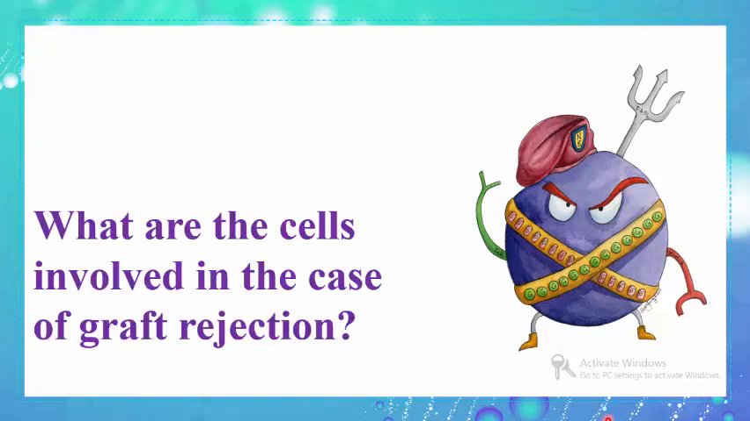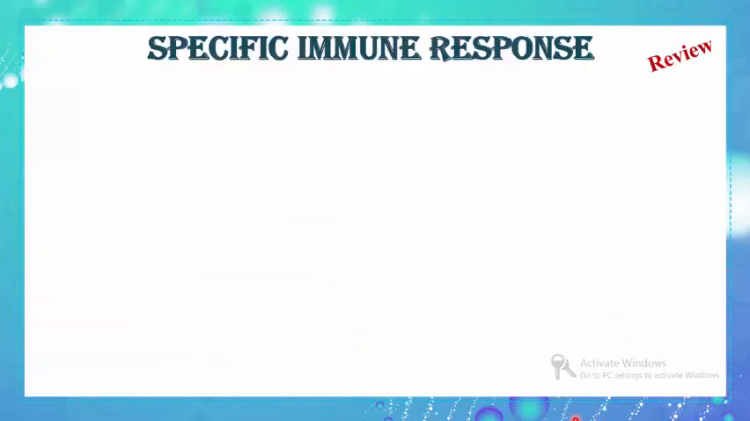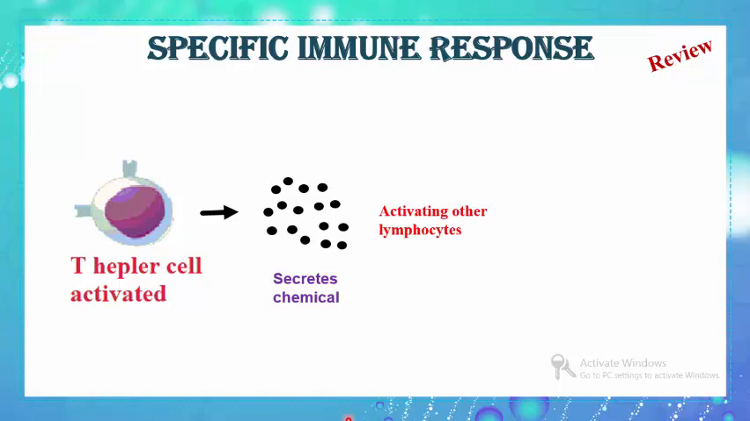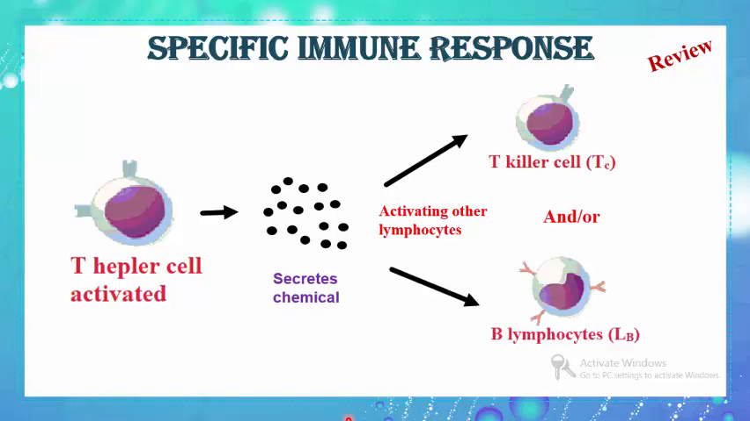What are the cells involved in the case of graft rejection? That's what we are going now to explain in this part of the video. We stated that once the T helper cell binds to the macrophage, it will be activated. This activated T helper cell will secrete chemicals. These chemicals will activate other types of lymphocytes such as T killer cells or B lymphocytes.